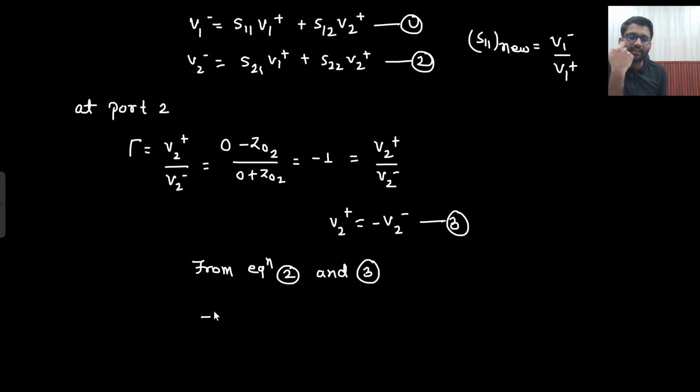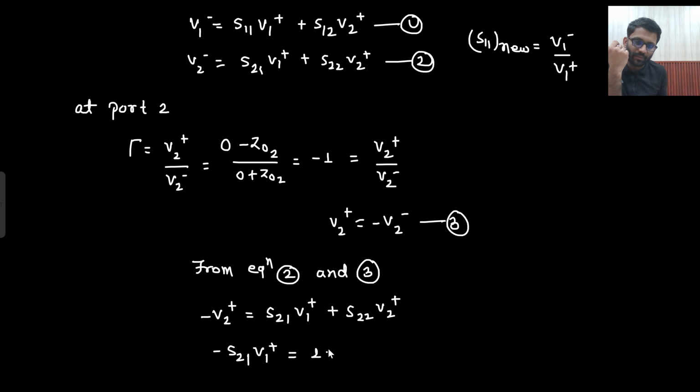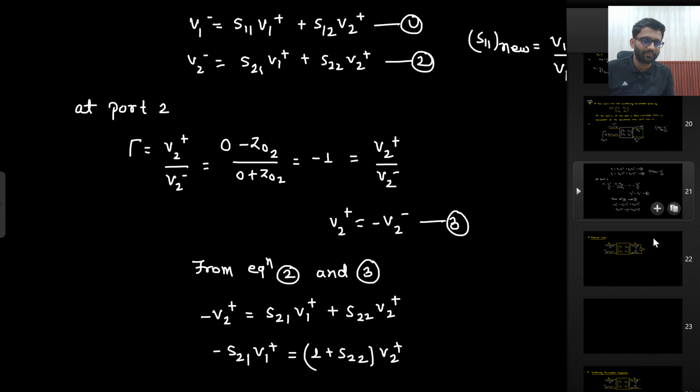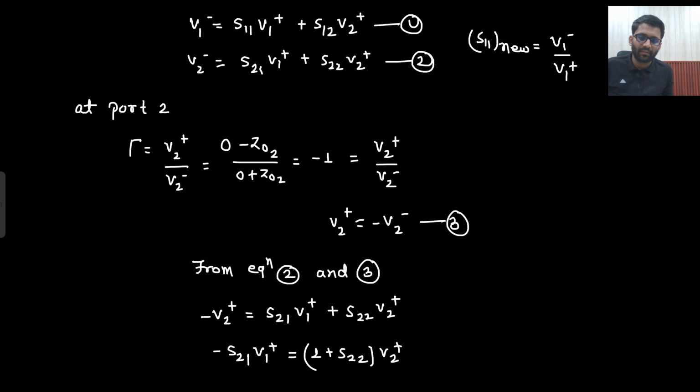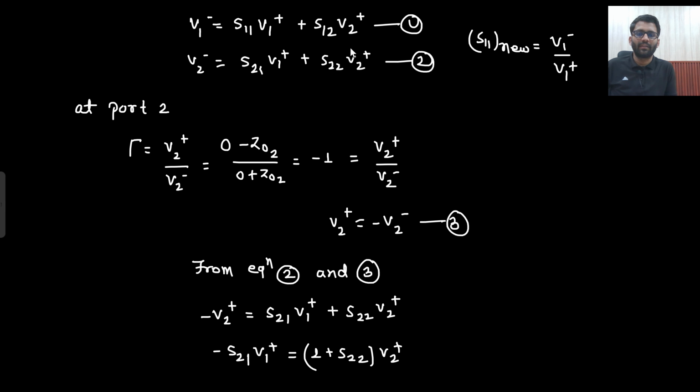So V2 minus I am replacing as minus V2 plus is equal to S21 V1 plus S22 V2 plus. So minus S21 V1 plus is equal to 1 plus S22 V2 plus. So what you are getting? Because I need to replace V2 plus only, V2 plus is equal to minus S21 V1 plus divided by 1 plus S22. Now I will replace this V2 plus in equation 1.